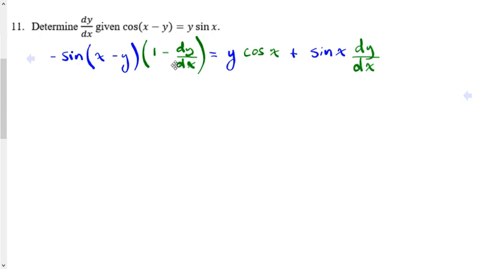On the right-hand side, again, I have a product. So first function times the derivative of sine x plus the sine x times the derivative of y with respect to x. Again, we have a similar challenge on the left side here, where this whole trig function needs to be distributed to the 1 and also to the dy/dx. Which leads us to our next line and everything else.